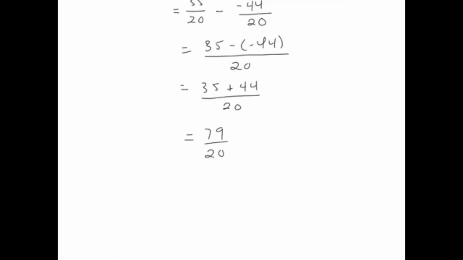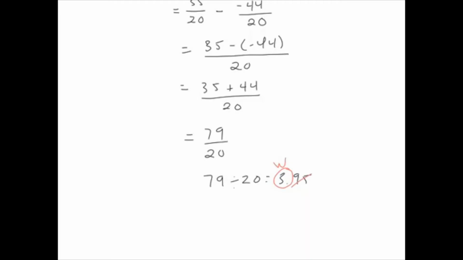So step one is to take my 79 and I'm going to divide it by 20, and that is equal to 3.95. Now I'm not worried about the remainder, I'm just worried about this number. This will be the whole number in our mixed number.